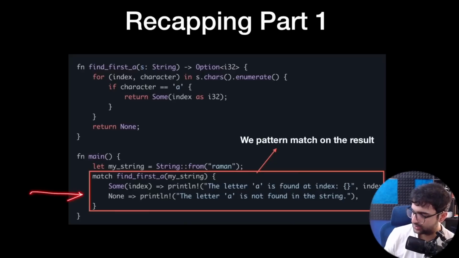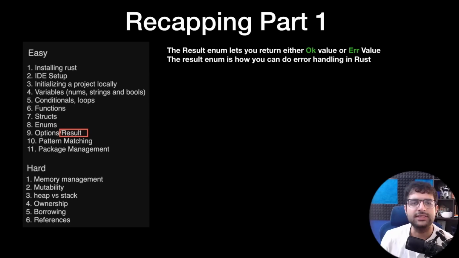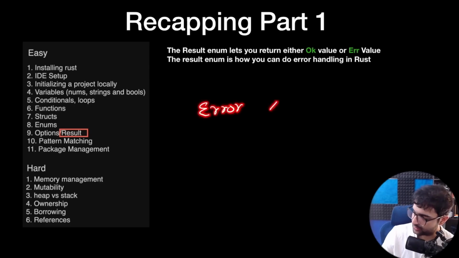Finally, we pattern match on the result. If something is found, then we print it. If nothing is found, then we print the letter A is not found in the string. Cool. That is what the option enum does. Next, we look at the result enum, which is very similar, but this one is used for error handling. What was option used for? It was used for null values in Rust. What is result used for?